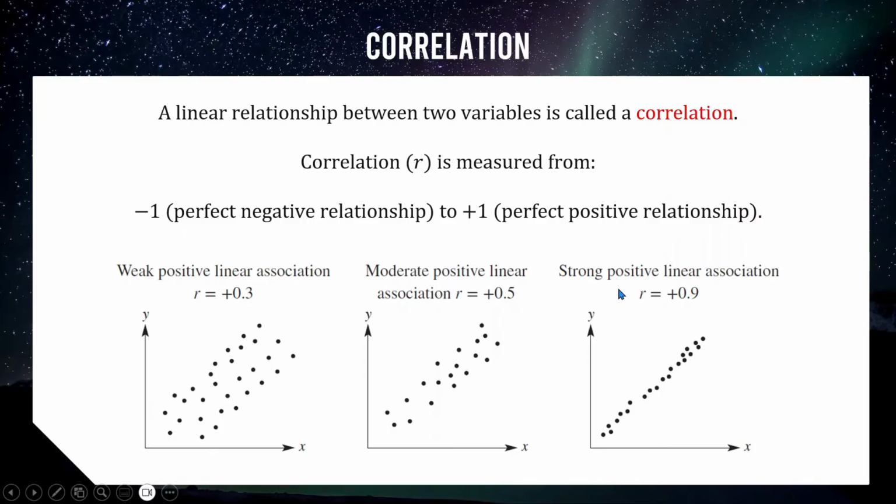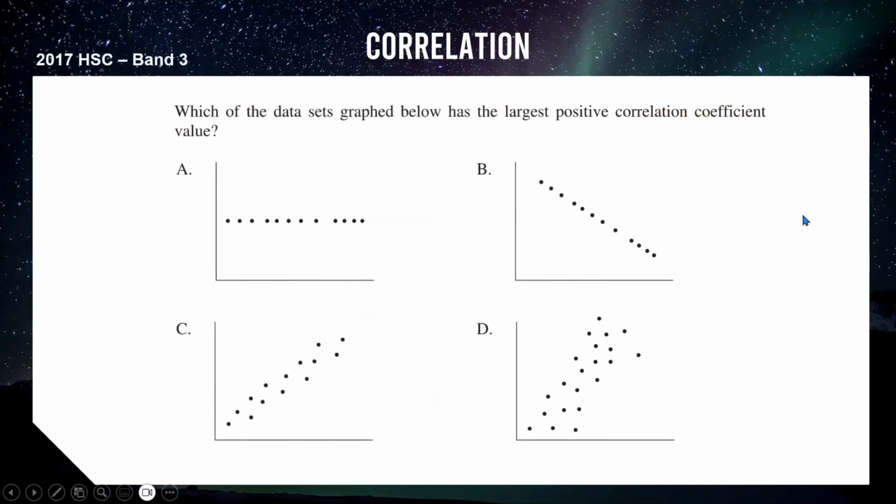So this leads to some pretty simple and straightforward multiple choice questions occasionally in the HSC, like this one from 2017. We have 4 options and it says, which of these data sets graphed below has the largest positive correlation coefficient? Okay, let's talk about these.